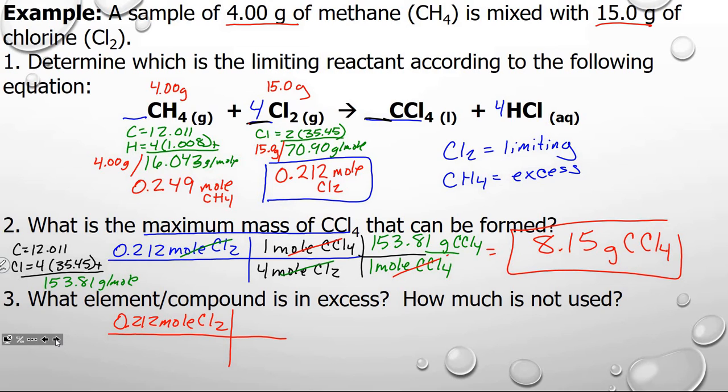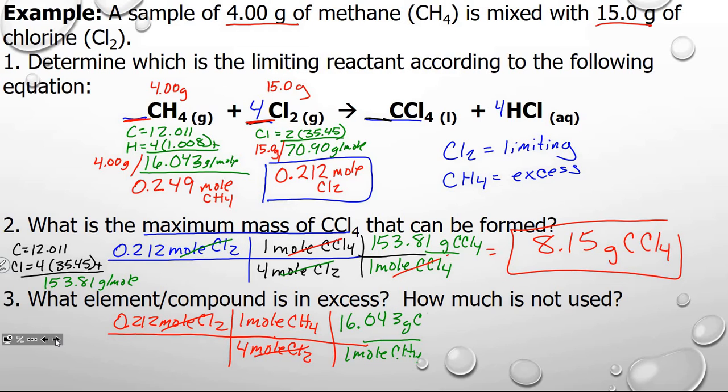But this time I'm going to go from chlorine to methane. Okay? So I'm going to use that ratio. So I'm going to use the 4 moles of chlorine on the bottom and 1 mole of methane on the top. Moles of chlorine will go out. And then since I already added methane up, I can just put 1 mole of methane on the bottom, and 16.043 grams of methane on the top.